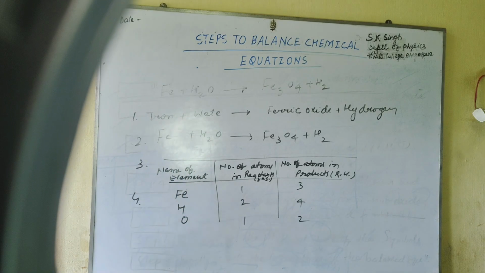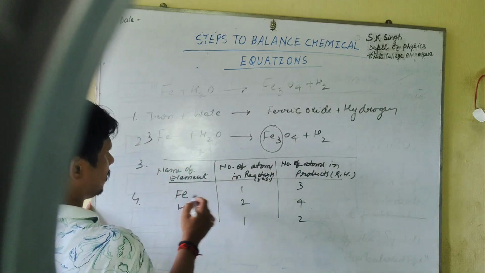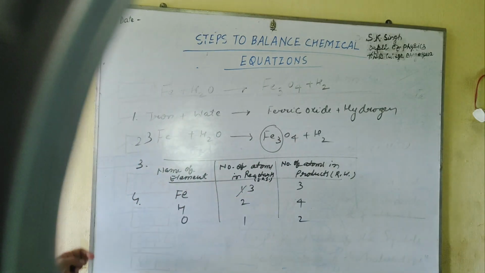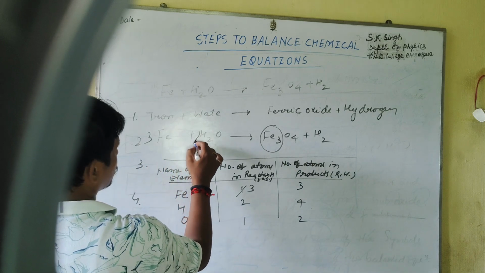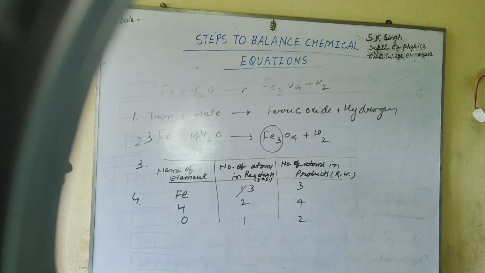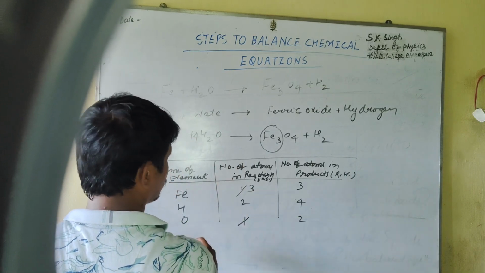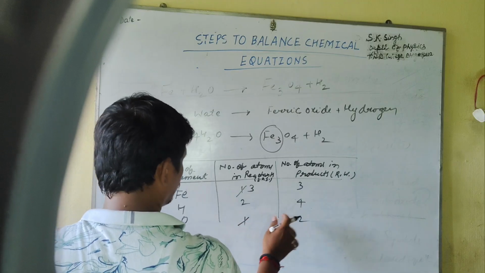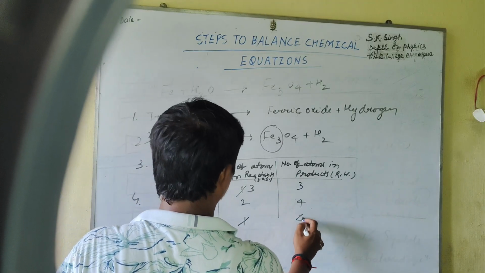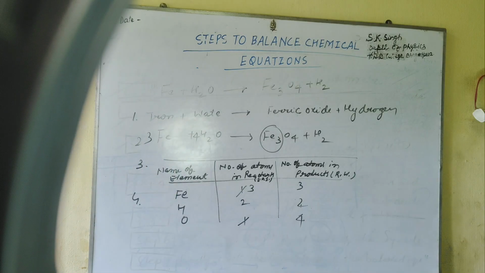First of all, Fe is 3 on the right, so put 3 there. You also put 3 on the left. This is balanced. Oxygen is 4 in Fe3O4, so there are 4 oxygen. Hydrogen is 2, so you write it there.